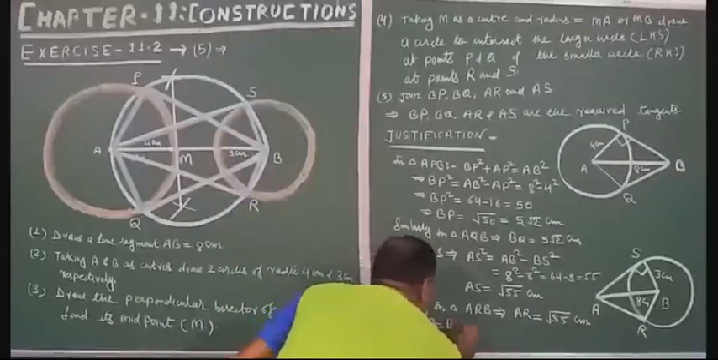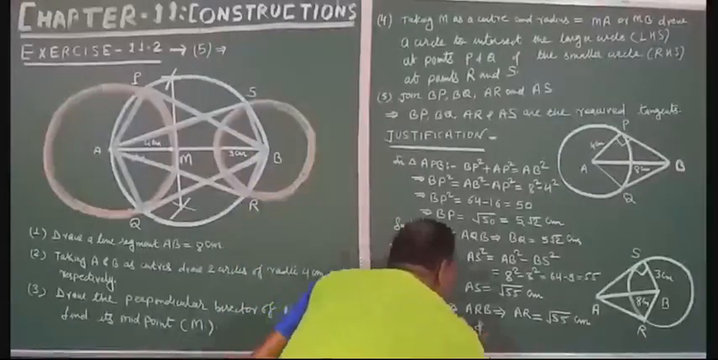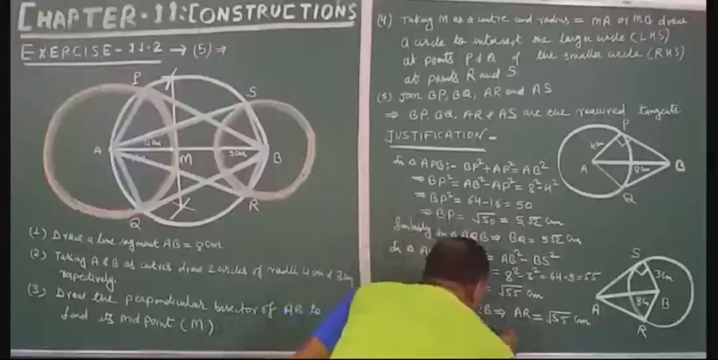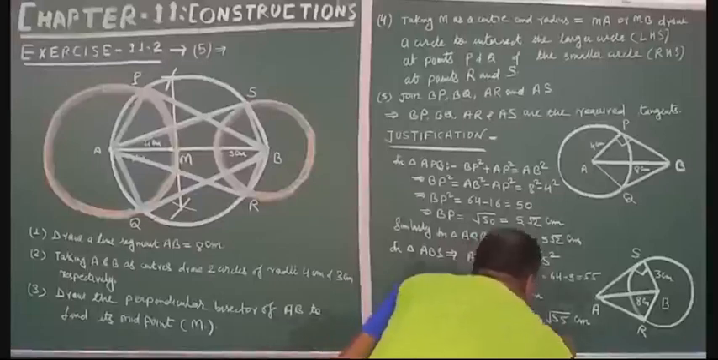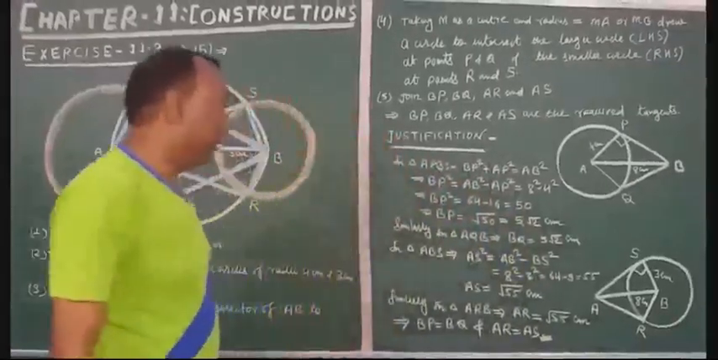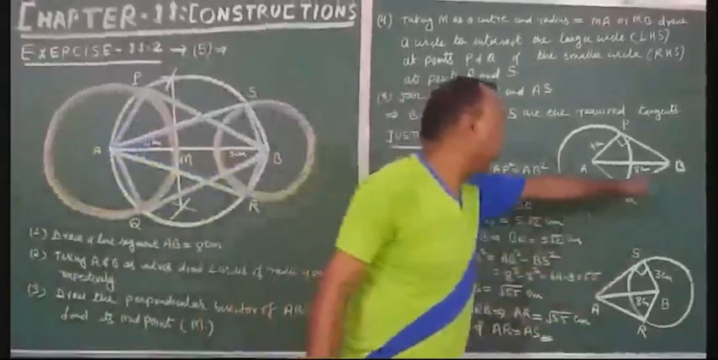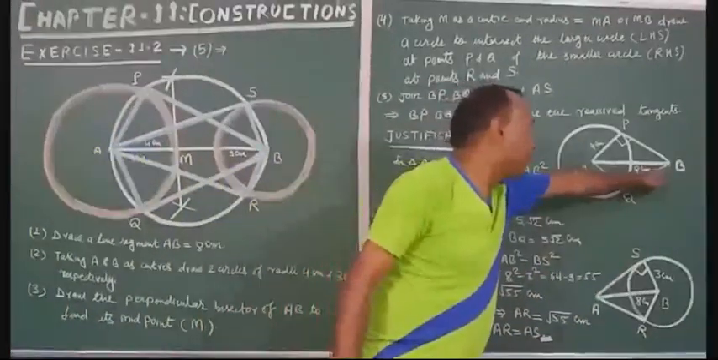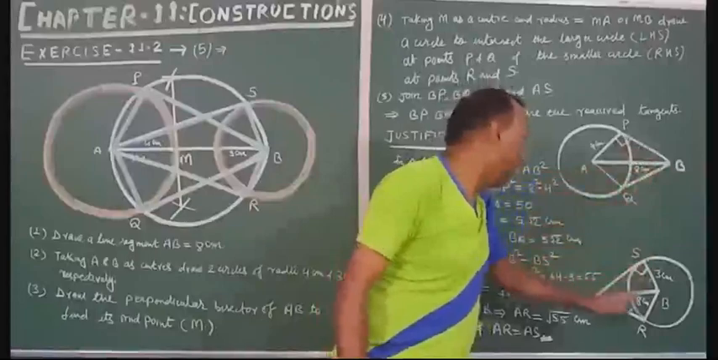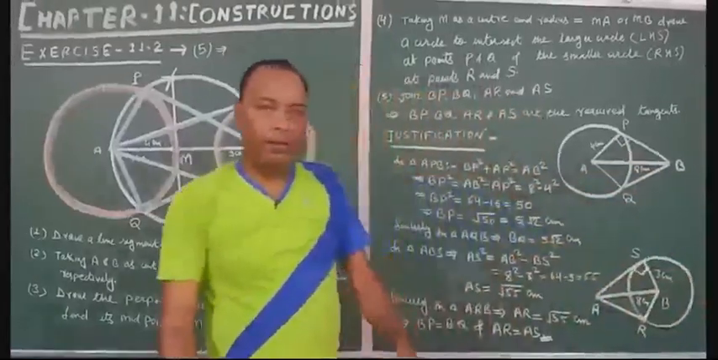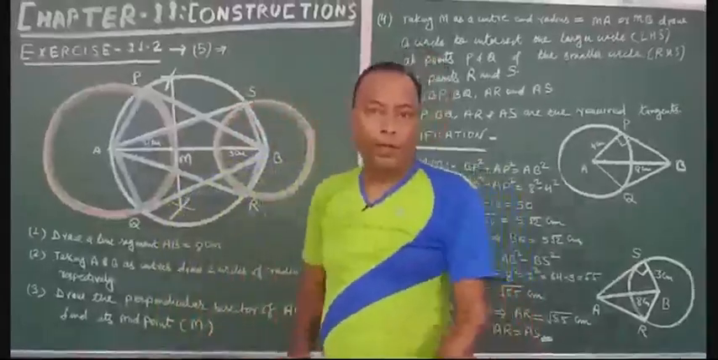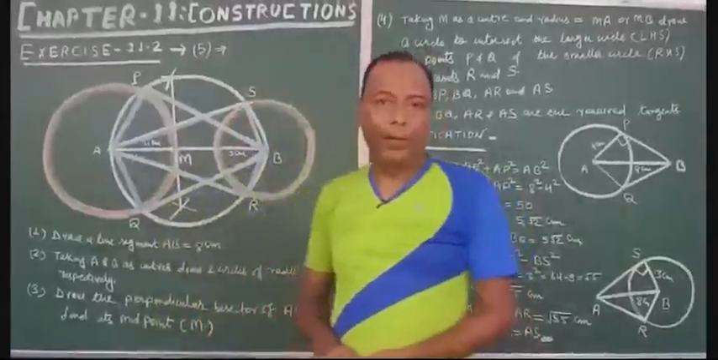BP is equal to BQ, and AR is equal to AS. That is, the lengths of tangents from the external point are equal, and also in this smaller circle. So thus the construction is verified.